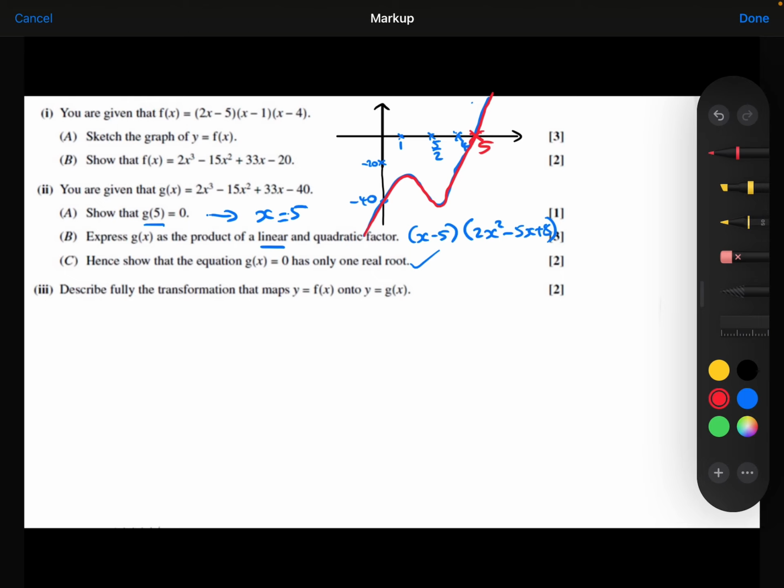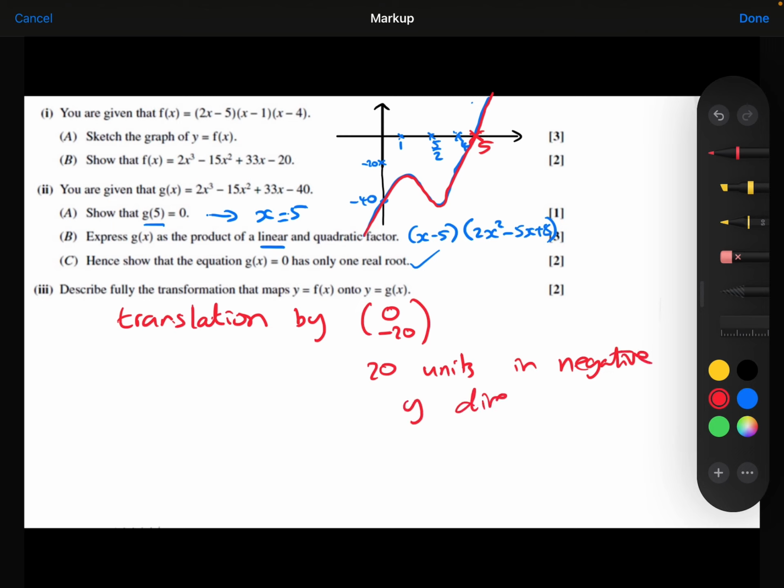Part III, describe fully the transformation that maps f of x onto g of x. I've been talking about this consistently through this video. It's a translation. I could write it in vector form, by 0 minus 20, or I could say translation by 20 units in the negative y direction. I think I'd probably leave mine in vector form as it's a little bit more efficient.